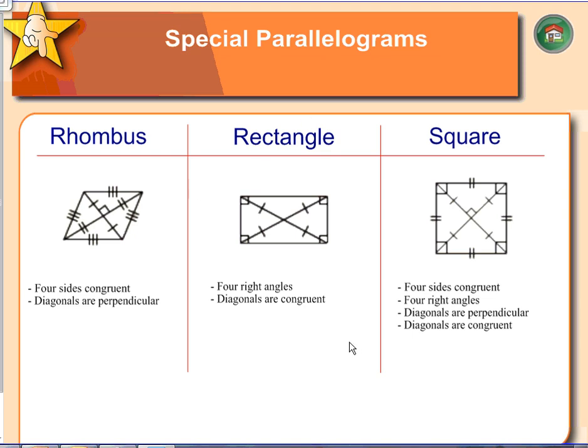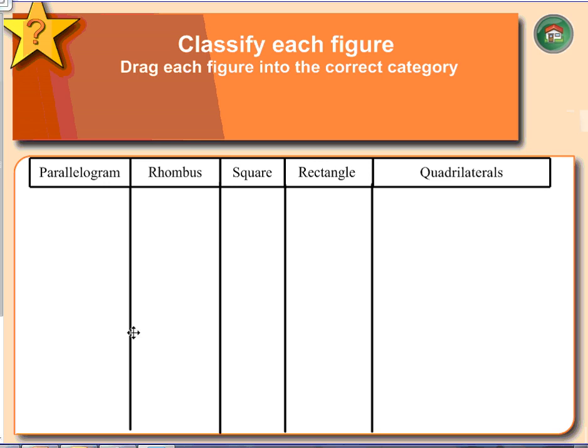A rectangle has four right angles, and the diagonals are congruent. A square has four sides that are congruent, just like a rhombus. Four right angles, just like a rectangle. The diagonals are perpendicular, just like a rhombus, and the diagonals are congruent, just like a rectangle. That's why a square derives from both a rhombus and a rectangle.